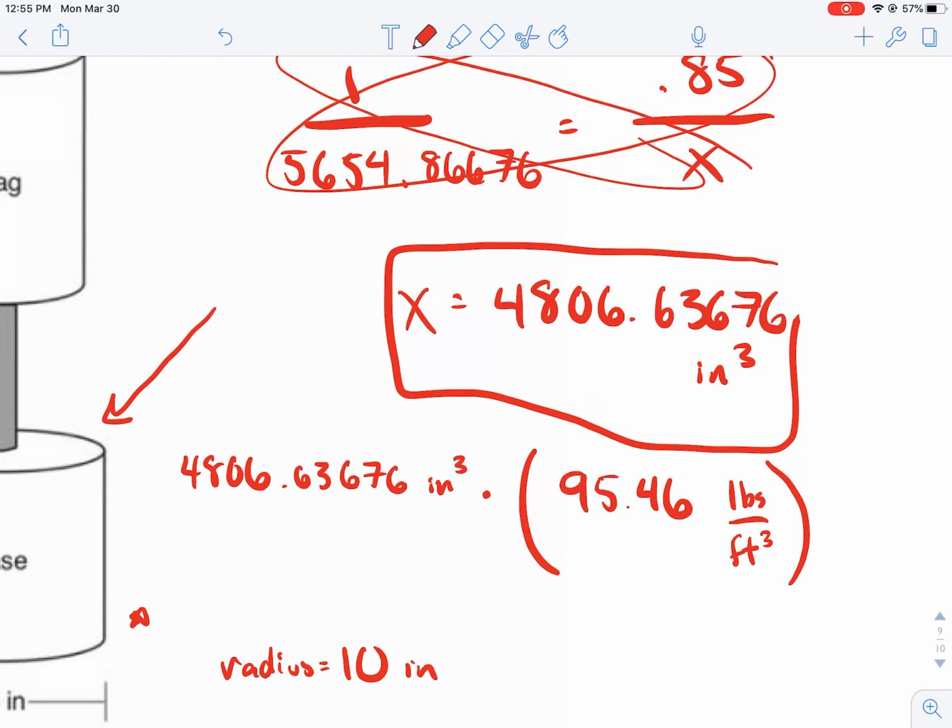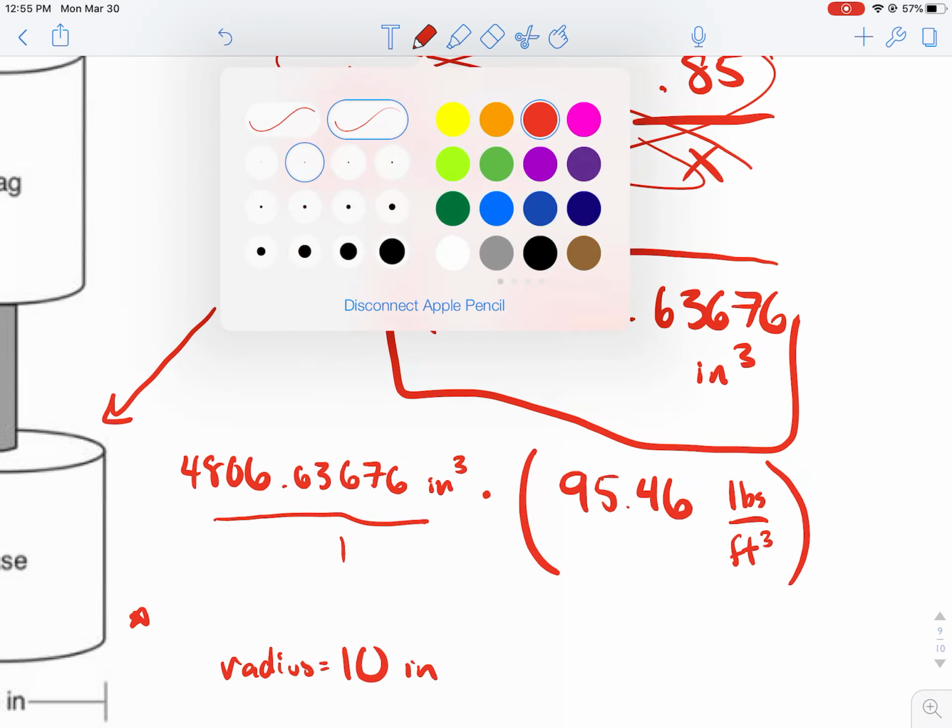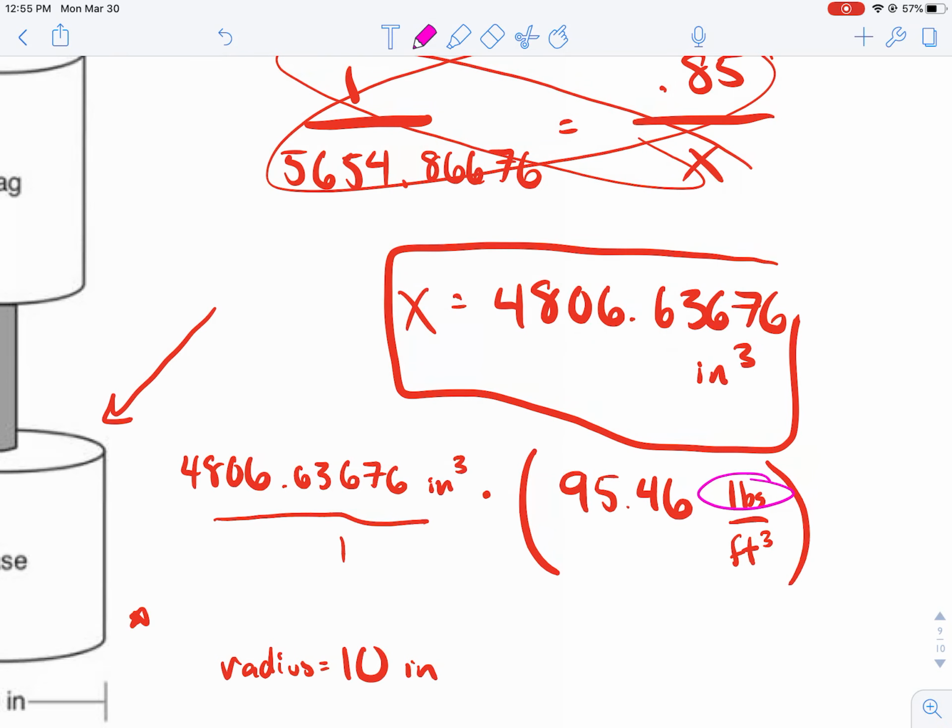Okay, so whenever we're doing metric conversions, our goal is to try to get these units to cancel. So right now, if I multiply this as is, none of my units are canceling.